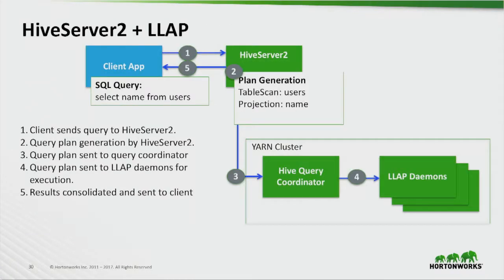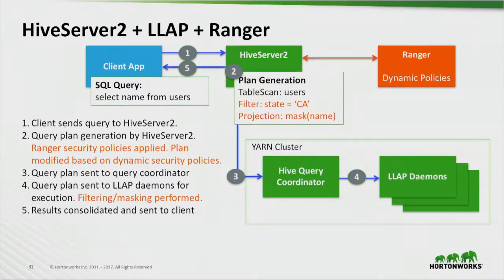If we look at the previous diagram with the Hive query execution, the orange sections show the additional steps that occur on a cluster that has Ranger policies defined. The policies are applied by Hive Server 2 during the query plan generation, where the plans will be modified to apply filtering and masking. And then the actual masking and filtering of the data will be done by LLAP when it actually executes the query plans on top of the data.